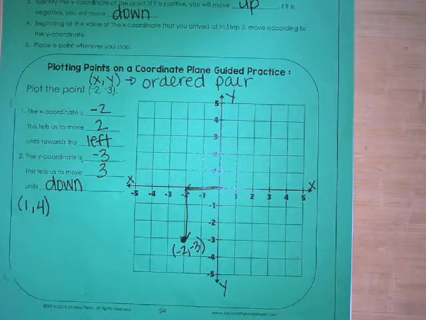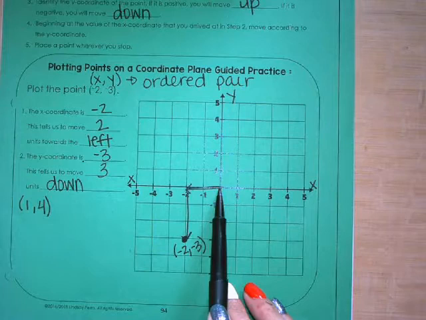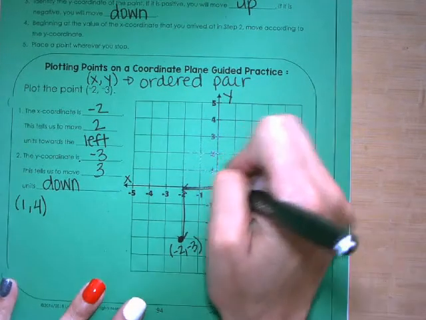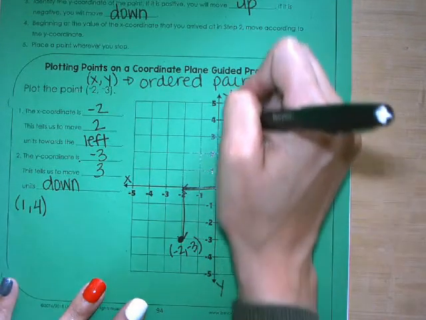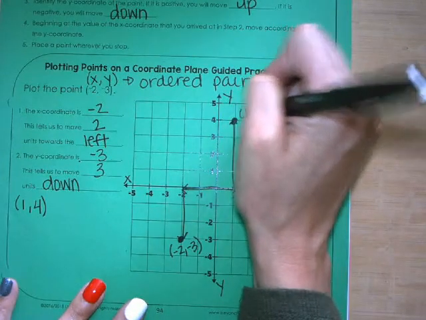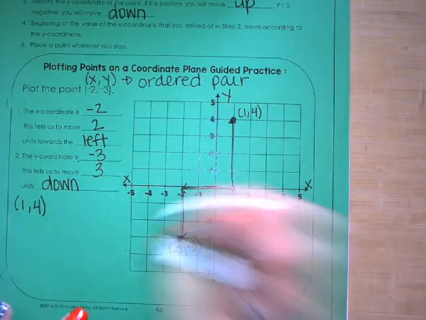Where do I start? What's the first thing I do? Move to the right once. And then what do I do? And then what? Plot your point and label it. What quadrant is that in? It is in quadrant 1.